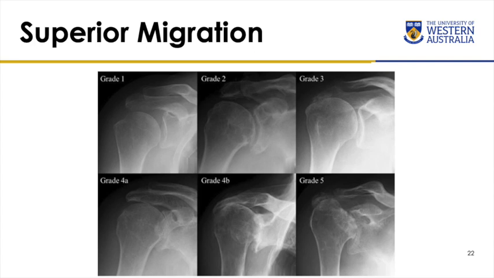We can also see superior migration of the humeral head, which is seen in chronic cuff tears. Here you can see the progression from grade 1 to grade 5. When a patient has a massive cuff tear, there's nothing to hold the shoulder in the joint, so it slowly migrates superiorly. Then arthritis develops, and you can see in grade 4 and 5 the humeral head starts to articulate with the acromion and then wears the acromion as well as the glenohumeral joint.